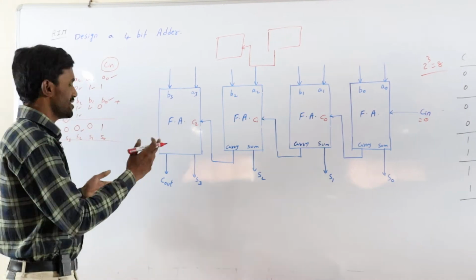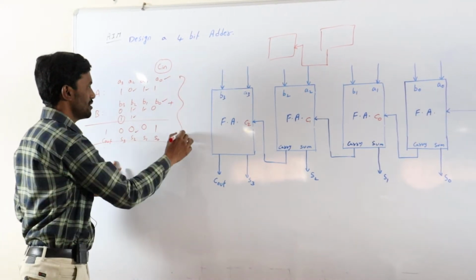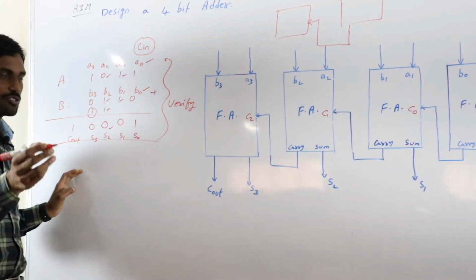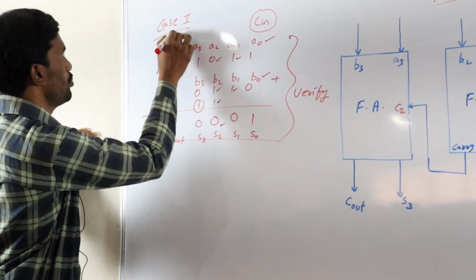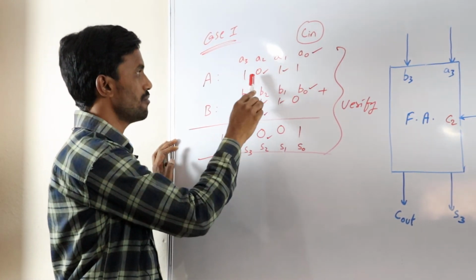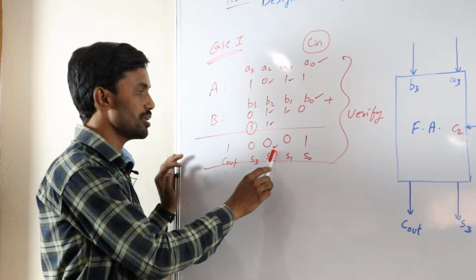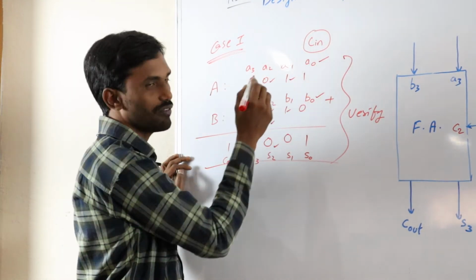Okay, let's see one example. This is case 1, and we will verify it practically. We will check whether the output matches or not. We are taking inputs 0 1 1 0 and 1 1 0 1. We should get the output 1 0 0 1 0. In binary this is 1 0 1 1 that we are representing.